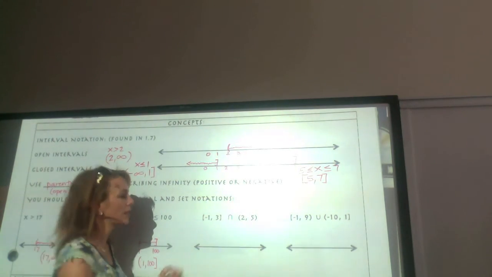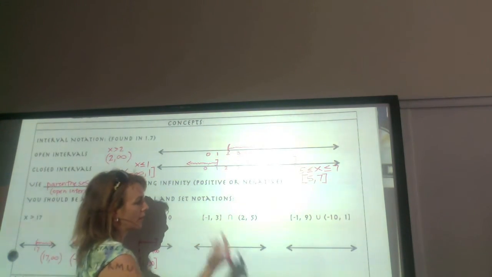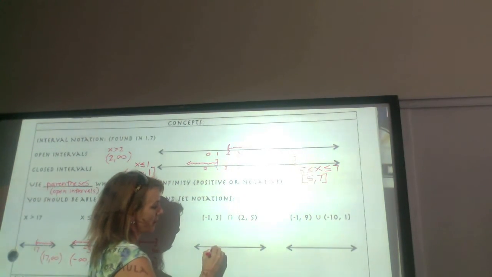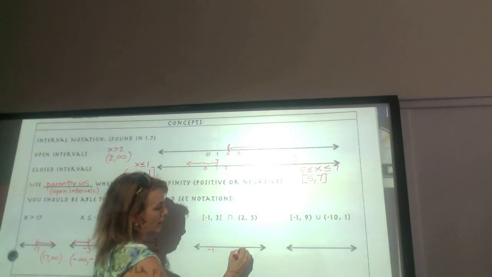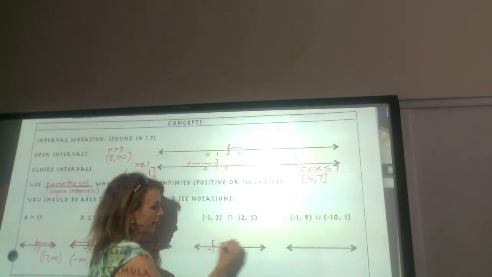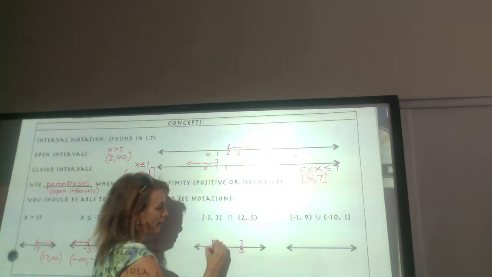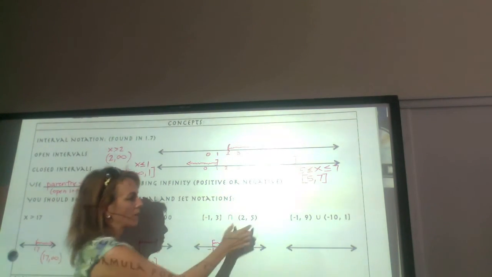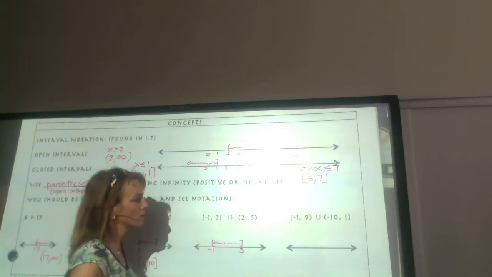So let's look at -1 to 3 on the number line. If I look at that on the number line, it would kind of look like from -1 to 3 over here. And do you see there's brackets on both sides? So I'm going to bracket here, shade everything in between.